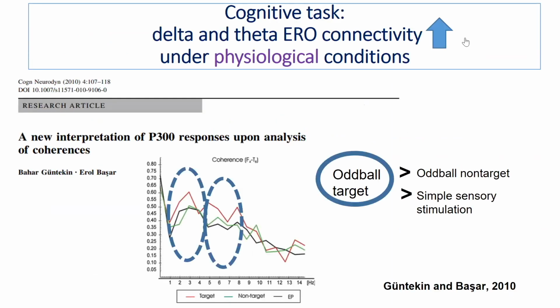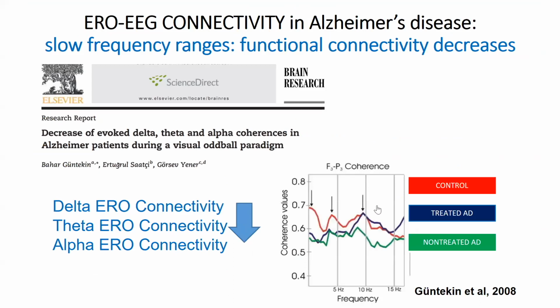Clearly, connectivity is impaired in cognitive disorders. Under physiological conditions, cognitive tasks increase delta and theta event-related connectivity. And in Alzheimer's disease, it is expected that this connectivity must be decreased, and that's what happens.